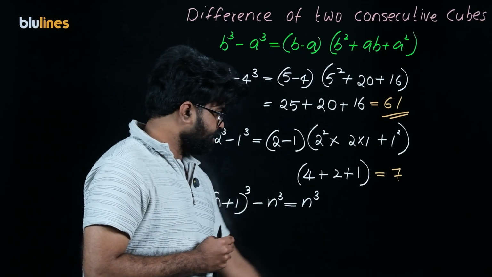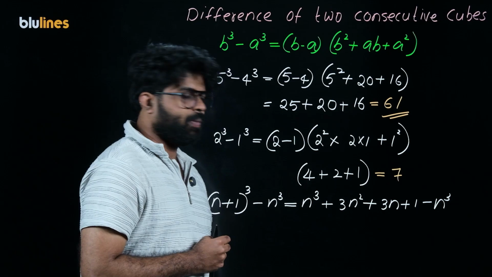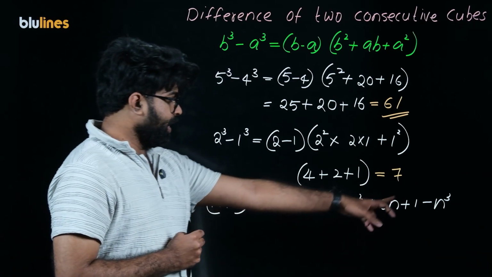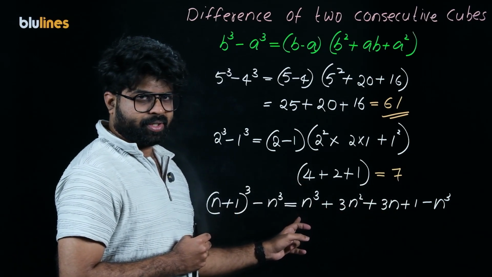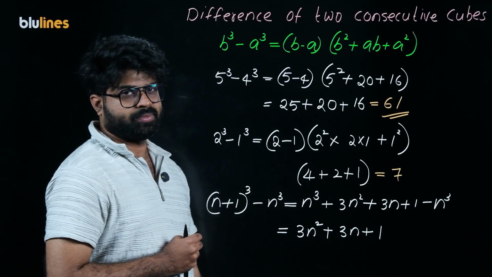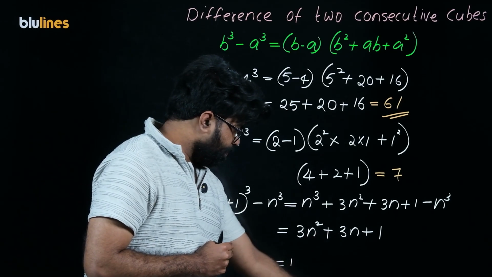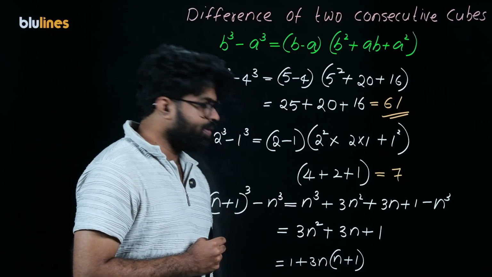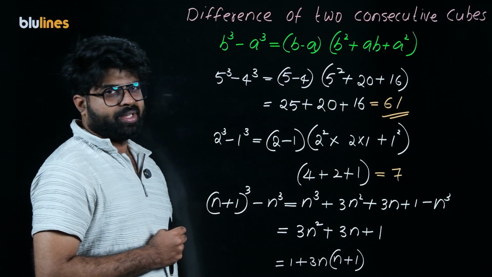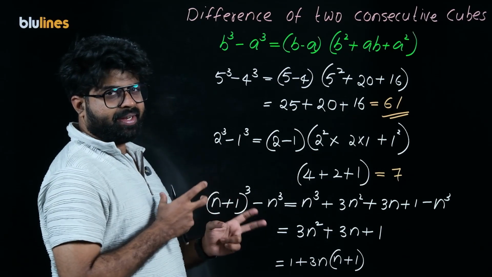I can express this as n cube plus 3n square plus 3n plus 1 minus n cube. I can cancel out minus n cube and positive n cube. So the remaining will be 3n square plus 3n plus 1. I can write this as 1 plus 3n multiplied with n plus 1. Now you can see we are going for two numbers, which are n and n plus 1.